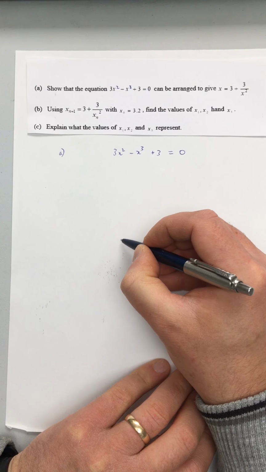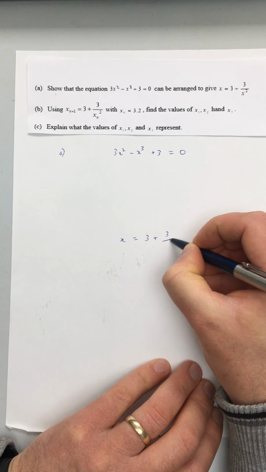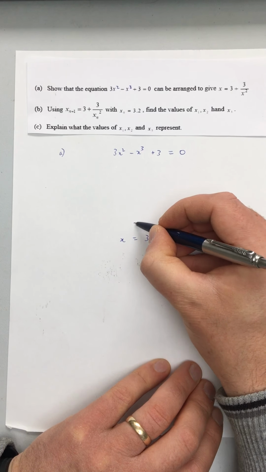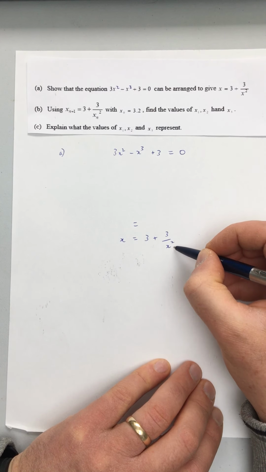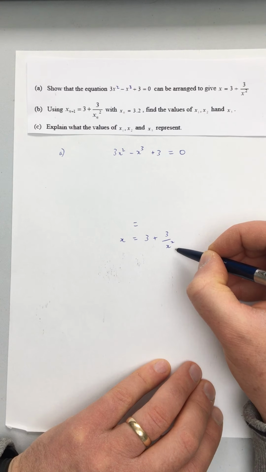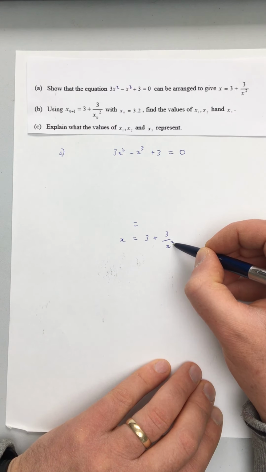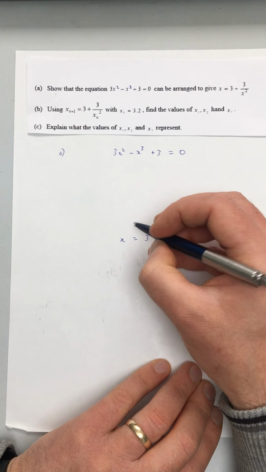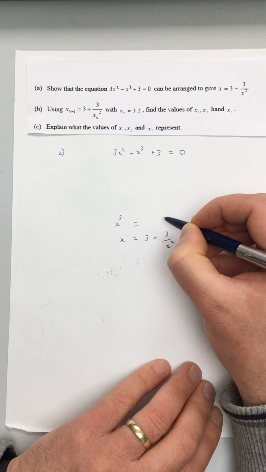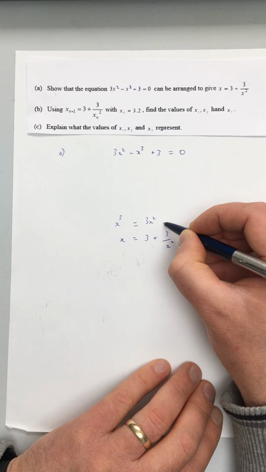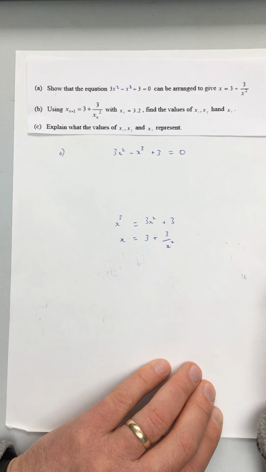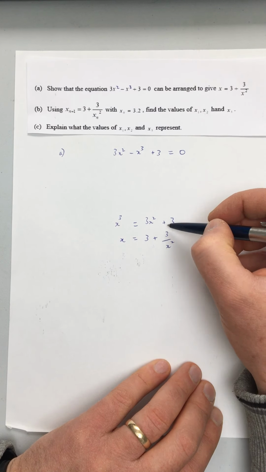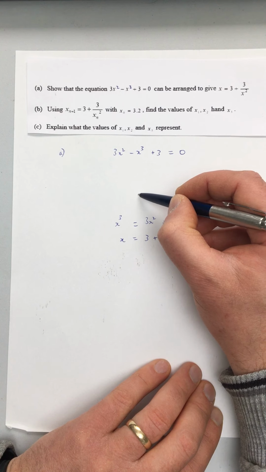So if I start at the bottom here, x equals 3 plus 3 over x squared. Now I'm trying to get back to this thing. I'll multiply through by x squared, kind of going upwards. So if I multiply through by x squared, I've got x cubed that side. Don't forget that 3 over x squared gets multiplied by x squared, and that's 3 there. And you can see that this is looking quite similar already, isn't it?